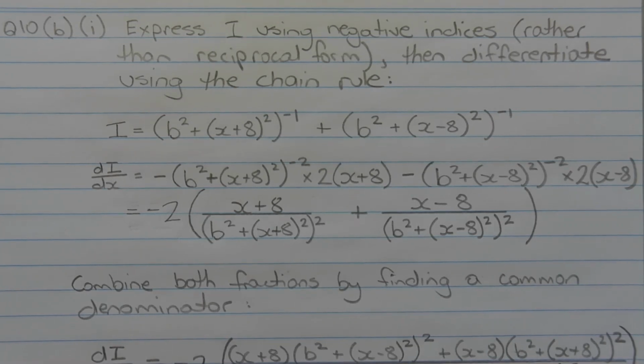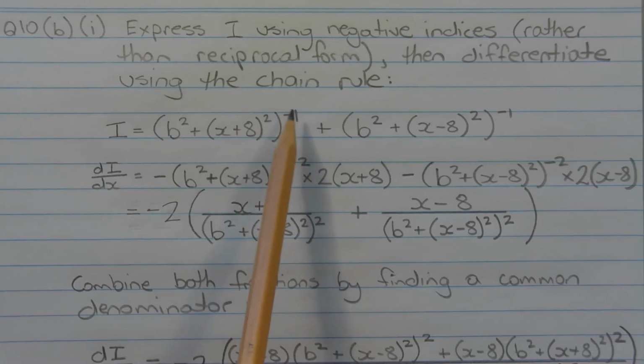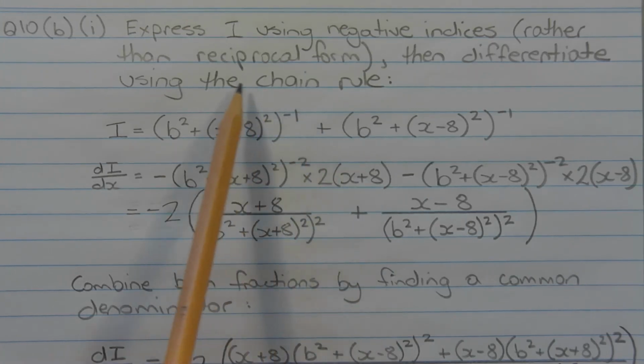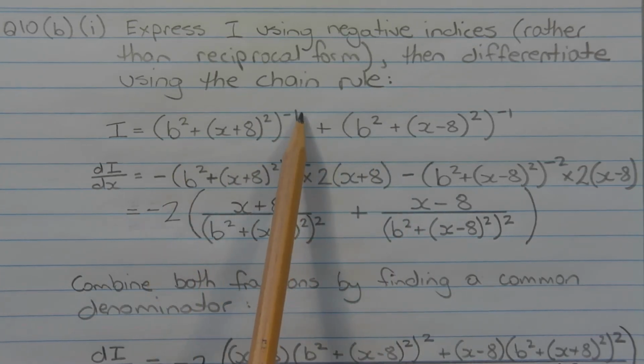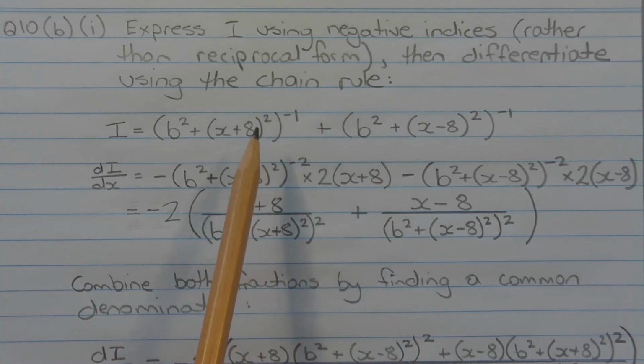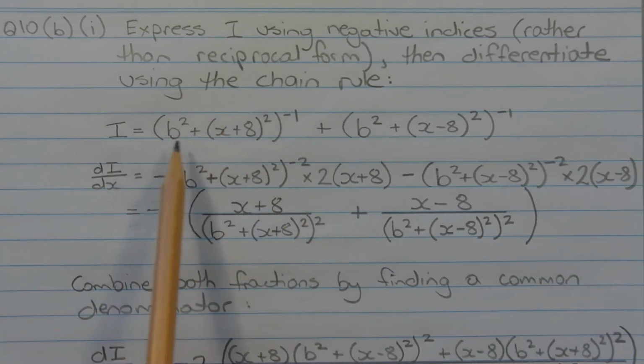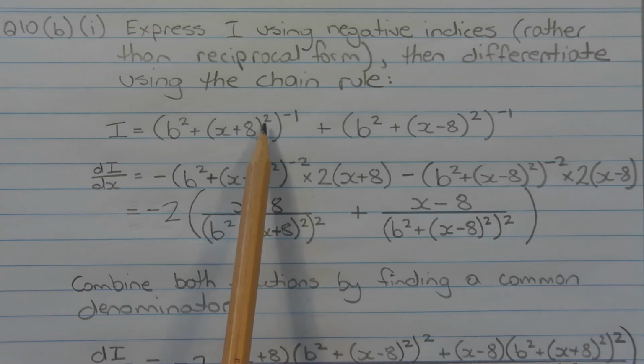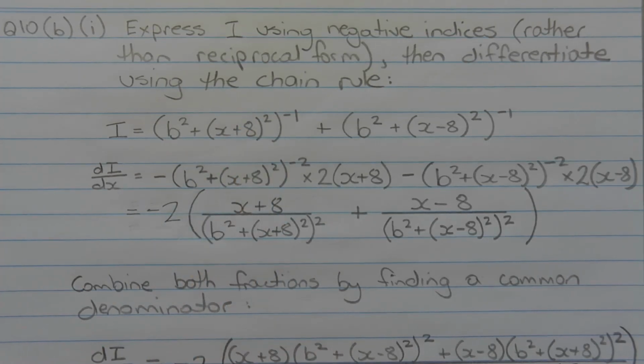So applying the chain rule by first differentiating the outer function, which is raising to the power of negative 1, this negative 1 comes out to the front, and that occurs for both of these terms. Then we need to multiply by the derivative of the inner function, which is b squared plus (x plus 8) in brackets squared. Now b is a constant, so we don't need to consider that one. So we need the derivative of (x plus 8) in brackets squared, which is 2 times (x plus 8).